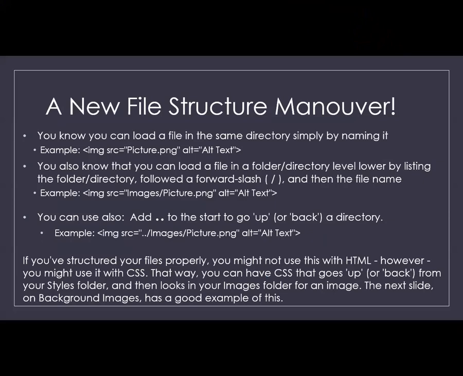So, talking about the new file structure maneuver, you can load a file, which just means you're typing out the source or the href. You can load a file in the same directory simply by naming it. We're used to this. So the picture is inside of the root folder. If you type image src, that picture PNG is easily accessible from the root folder here with alt text of whatever. What's new, kind of, is that you can load a file in a folder or directory level lower by listing the folder or directory and the /.